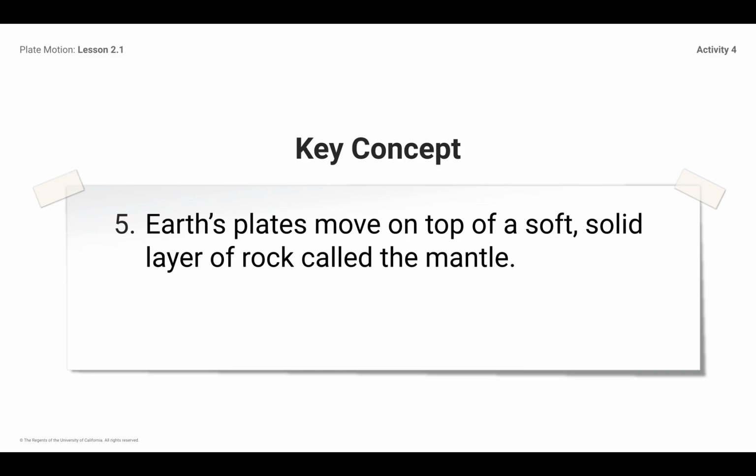So we've got key concept number 5. Earth's plates move on top of a soft, solid layer of rock called the mantle. Go ahead and pause this video, get out your key concept graphic organizer, and make sure that you have key concept number 5 written down.